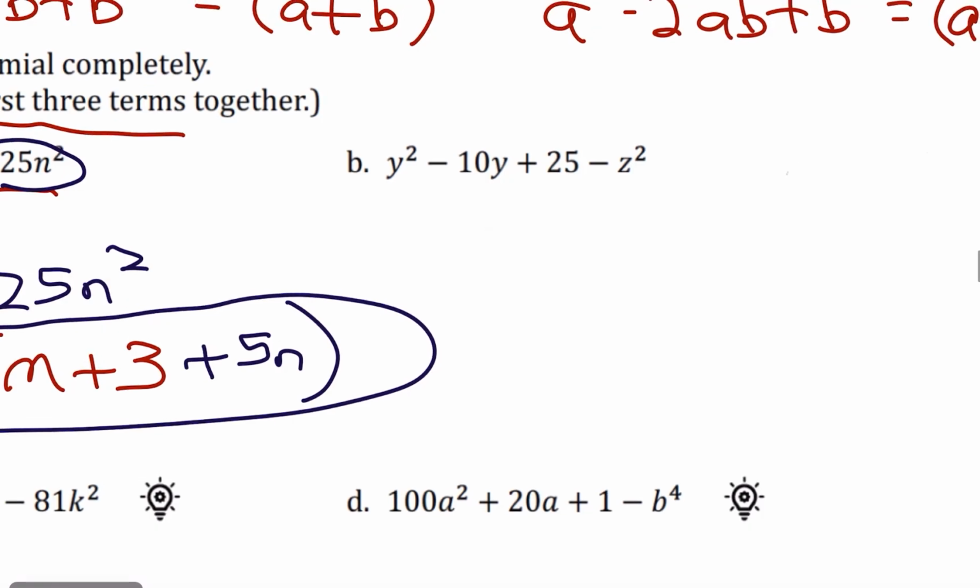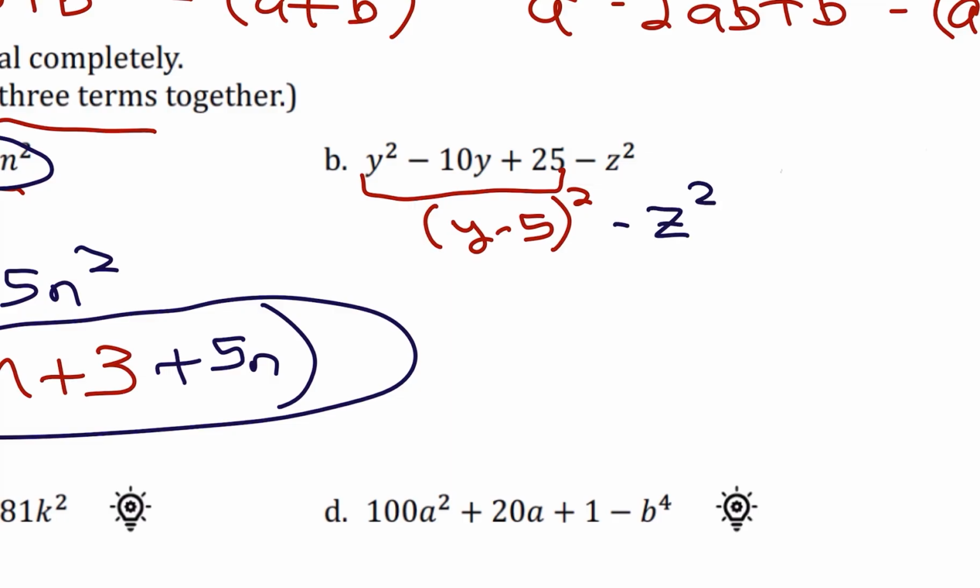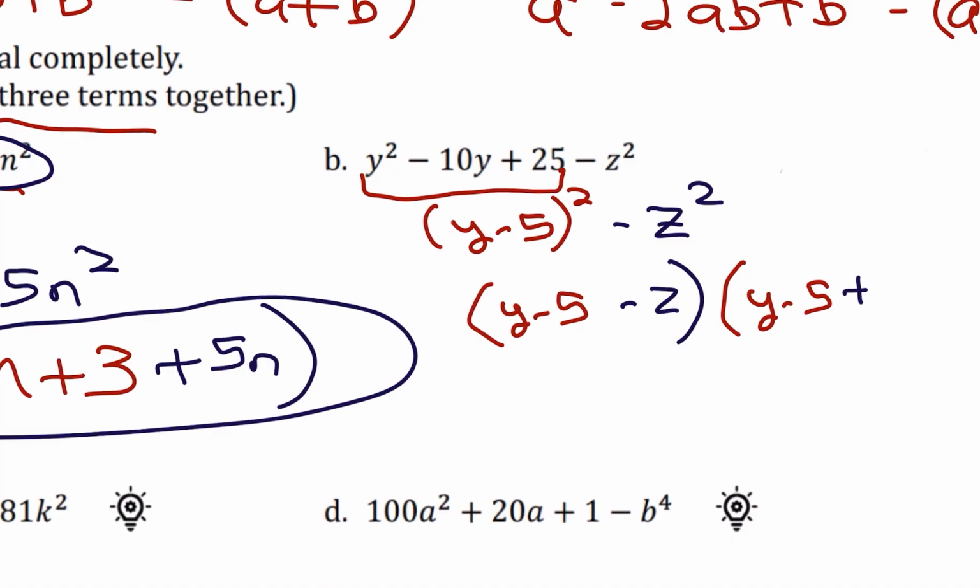Okay, let's go to B, and I'm going to zoom in a little bit so you can see this really clearly. I think we'll do the same thing, just so you can see by the colors. The first one is going to be y minus 5, the quantity squared, and then in blue, I'm just going to write minus z squared. So it's once again the difference of 2 squares, so it's going to be y minus 5, and then we're going to take the square root of the z squared, which is minus z. And then for the next parentheses, we're going to once again say y minus 5, the square root of the first term. But this time we're going to do the positive version, and we're going to say plus z.